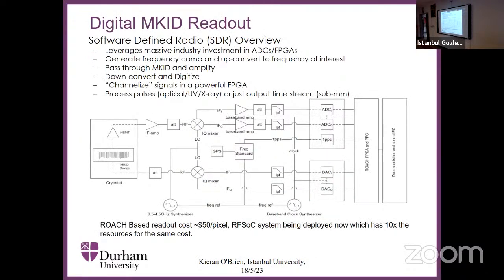The frequency domain multiplexing is done by something called software defined radio. This is a powerful FPGA with DAC and ADC converters that generates a comb of all these different frequencies in software, converts that up to the gigahertz frequency range that we operate at, passes it through the cryostat, comes back out again, and then converts it back down. Basically, we just compare the input and output sine wave for each of these pixels and measure the phase shift between the two. Sounds very simple, it's not quite as simple as that, and that's something we're actively working on here now as well.